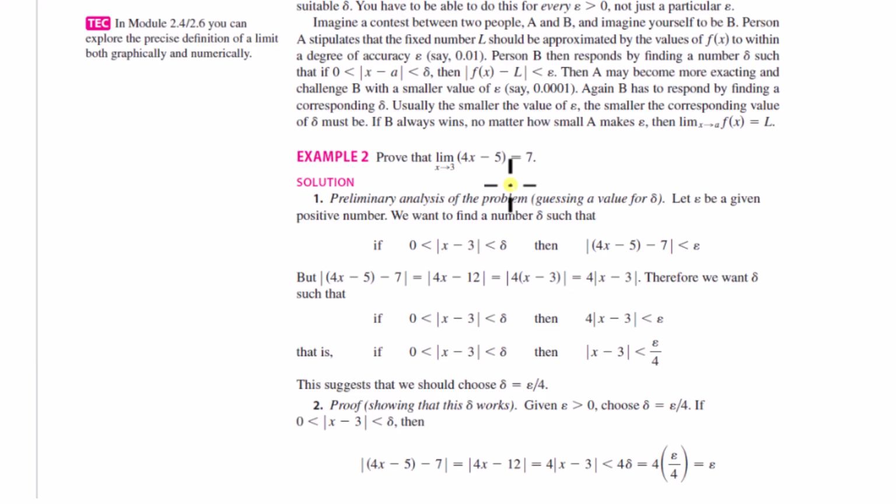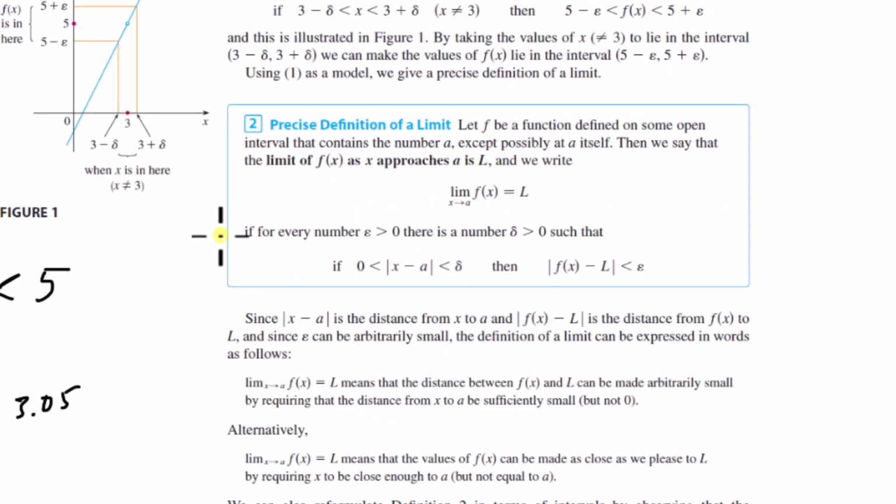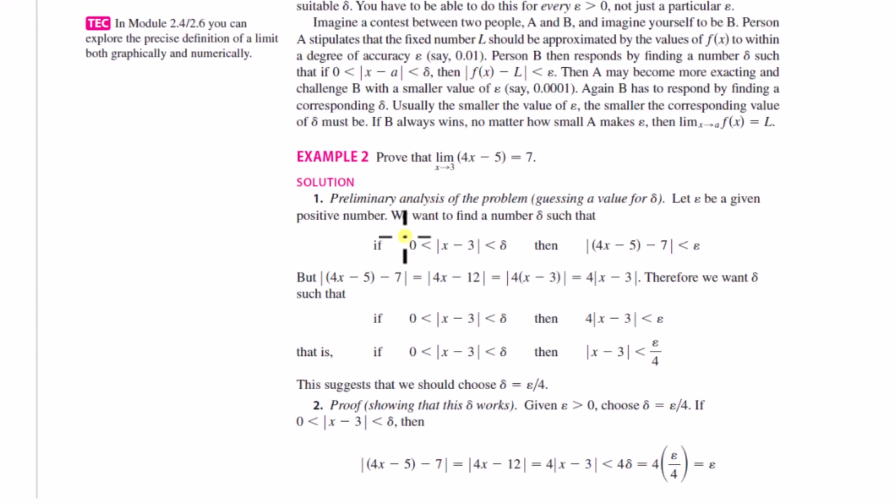Just to clarify exactly what is meant by a guess for delta, if we come back to the precise definition of the limit, these are the conditions that need to be satisfied for a certain limit to be true. That's what we're trying to prove in this example problem: that those inequalities are true for this limit. We're starting out by guessing a value of delta that will make all of this true.